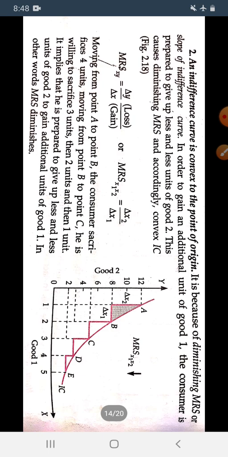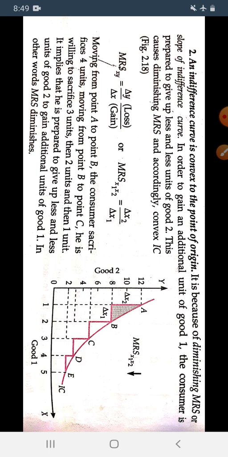and it is convex to the origin. The next property is that the indifference curve is convex to the point of origin. It starts from the point of origin and is convex to the origin because of diminishing MRS and the slope of the indifference curve. MRS is also called the slope; the MRS defines the slope of the indifference curve, and it is because of the decreasing MRS.